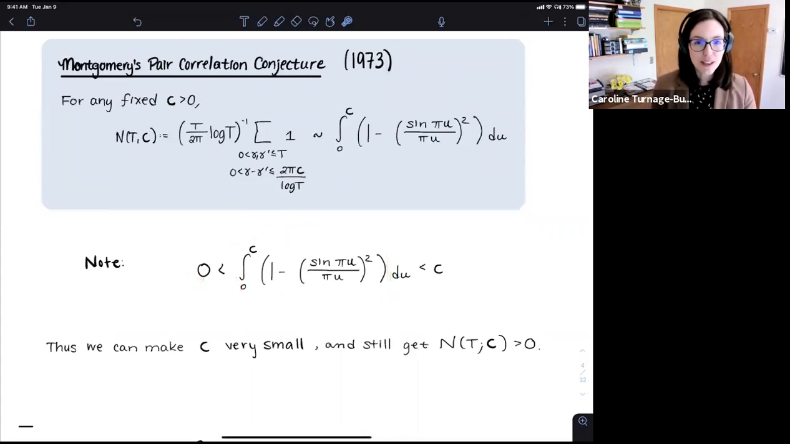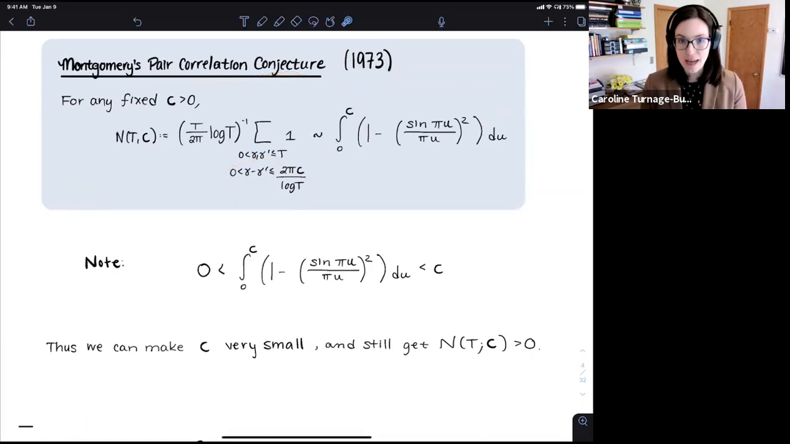And so on the one hand, if you believe Montgomery's pair correlation conjecture, that means you can make c very, very, very small, which is going to force these pairs of zeros to be very, very close together. And you're still going to get something positive. And as soon as you get something positive, you found the pair that satisfies the property. So on the one hand, we get the small gaps conjecture from believing Montgomery's pair correlation conjecture.